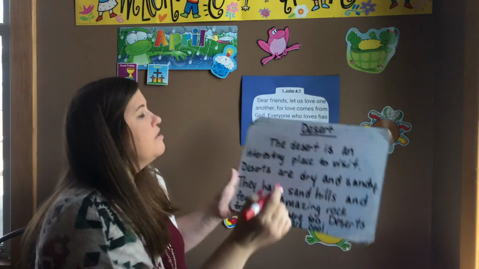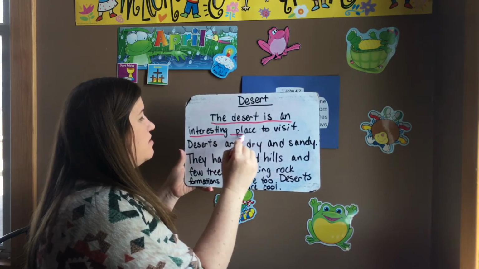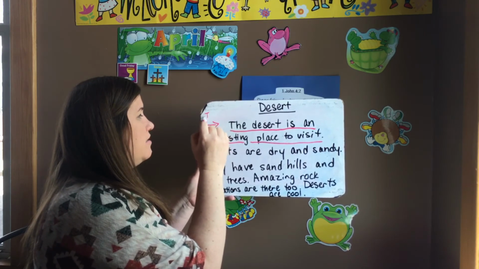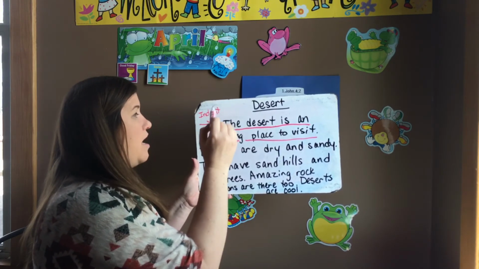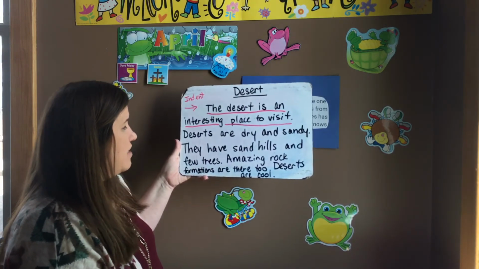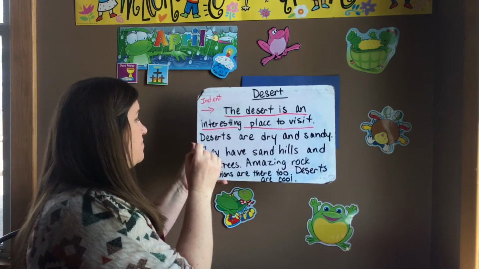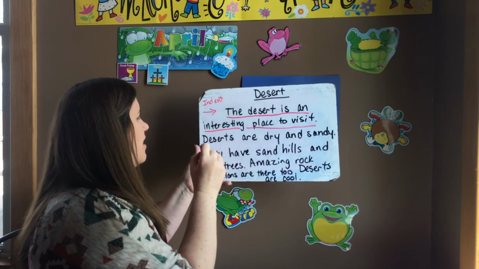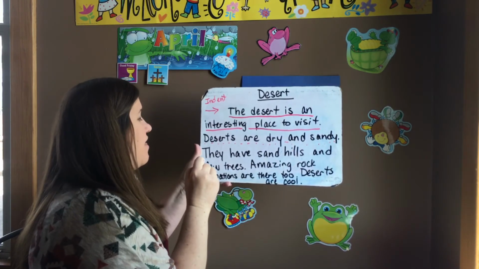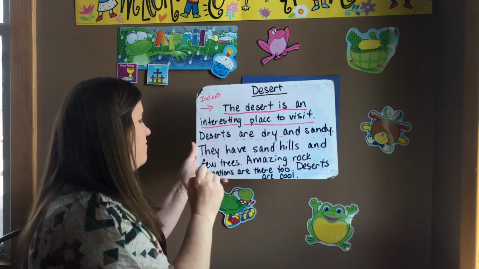Okay. So, my topic sentence, the desert is an interesting place to visit. That's my topic. See how I indented? Indent means moved over. Topic, it's at the top. The desert is an interesting place to visit. Now, why is it an interesting place? That's what my details tell me. I'm going to make this one a dashed line. Details right here. Deserts are dry and sandy. They have sand hills and rocks, and few trees.